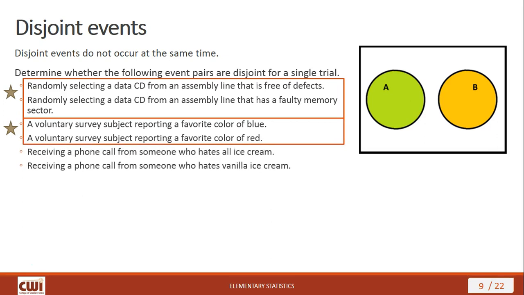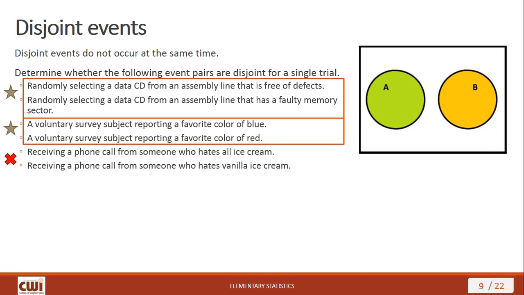How about receiving a phone call from someone who hates all ice cream and receiving a phone call from someone who hates vanilla ice cream? Are these events disjoint? Well, I hope you said no, these events are not disjoint. If you have someone who hates all ice cream, that person is going to hate vanilla ice cream because they hate all ice cream. Of course, so because there's an intersection there, that means these events are not mutually exclusive. They're not disjoint. There is an intersection there.